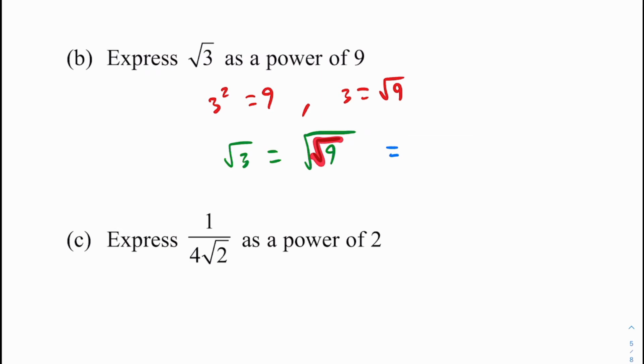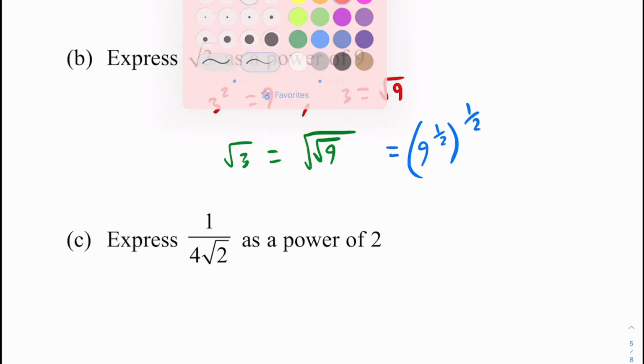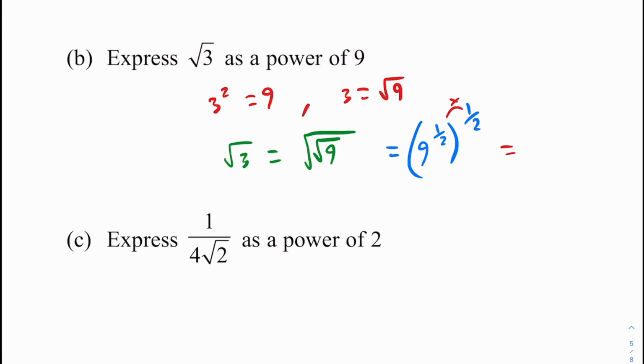So our first one is that one, so we'll write 9 to the power of 1 half, and then the square root on the outside is being applied to the entire expression, so we have a half outside the bracket as well. When we have this, all we have to do is multiply the two powers and we get 9 to the power of 1/4.